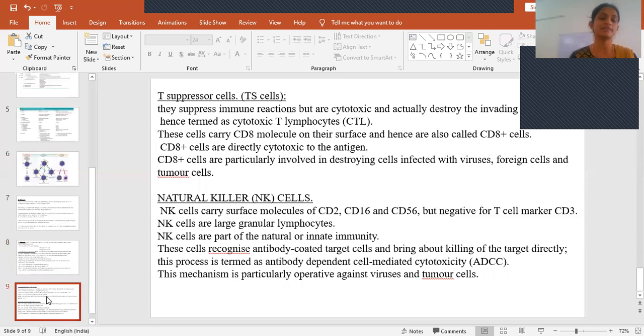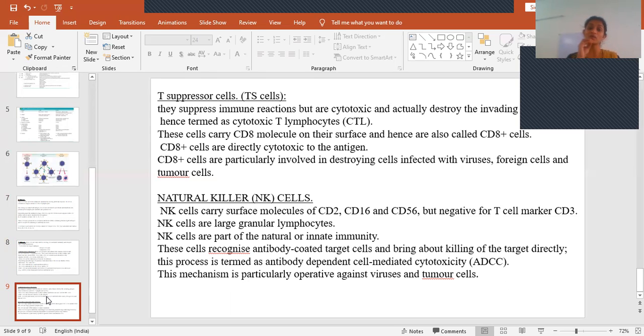And then coming to T suppressor cells, as I already said, they have a surface marker called CD8, so they are called CD8 plus cells. Okay. CD8 cells, or T suppressor cells, will suppress the immune reaction. The name itself indicates that they suppress the immune reaction. Then how are they involved in immune reactions? Even though they suppress the immune reactions, what will they do? They will directly cause damage of the cell.